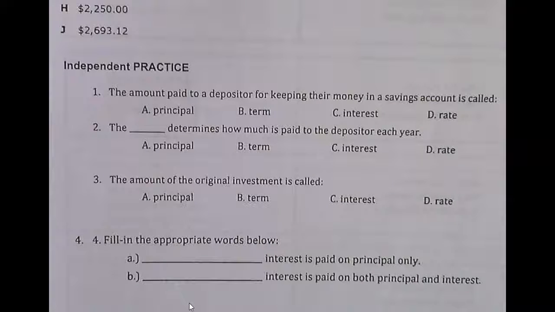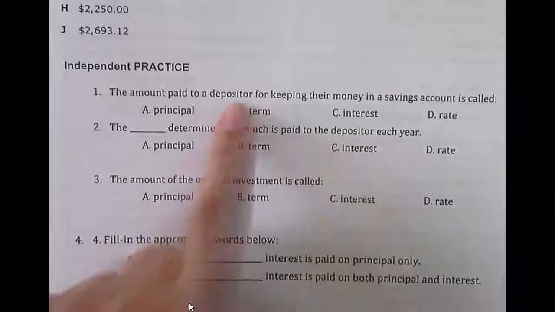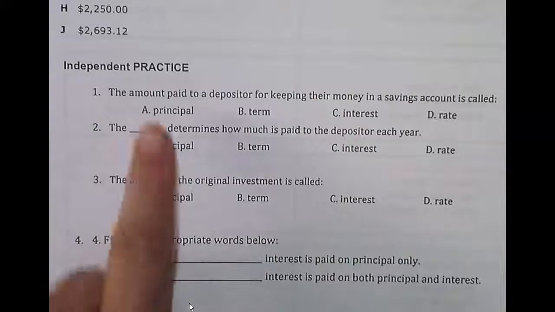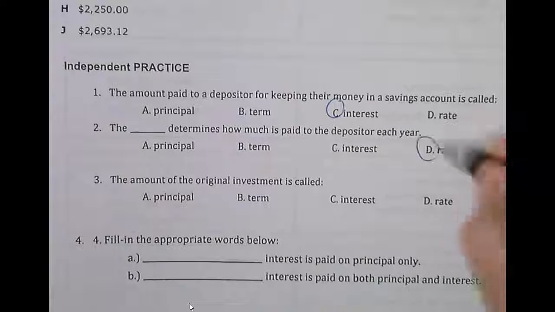So number one, it says the amount paid to a depositor for keeping their money in a savings account is called what? Well, it is money paid to a depositor. If it's money, probably interest maybe? The money paid? Interest. The blank determines how much is paid to the depositor. Interest rate is the only thing that makes a decision on that.